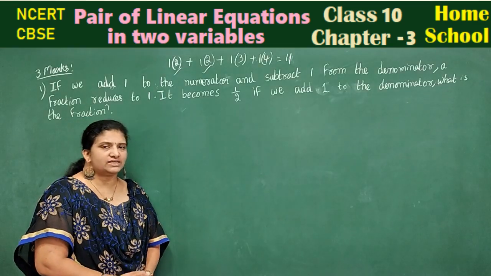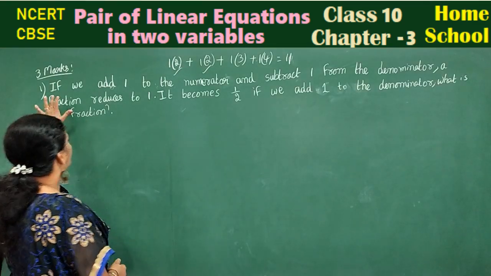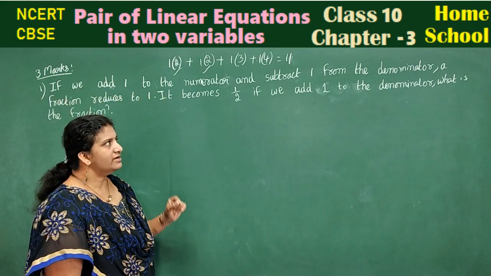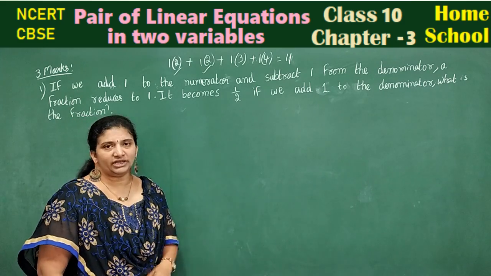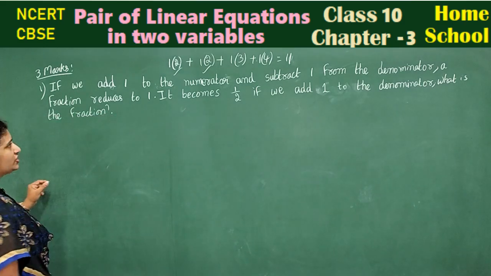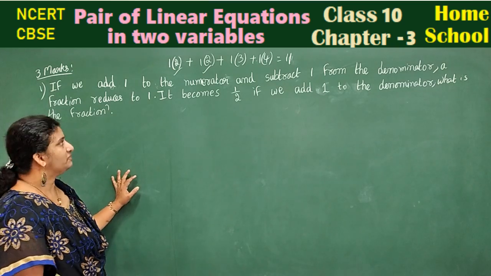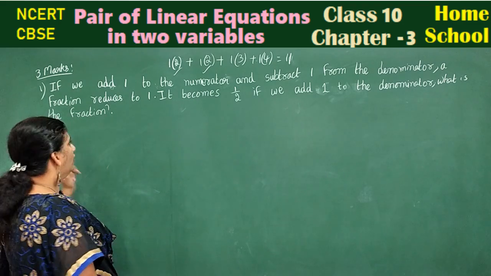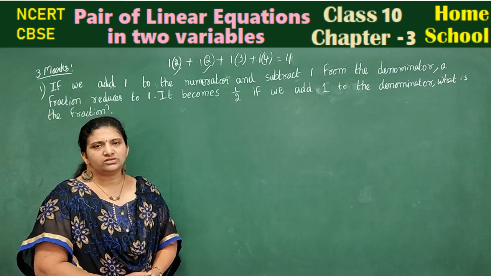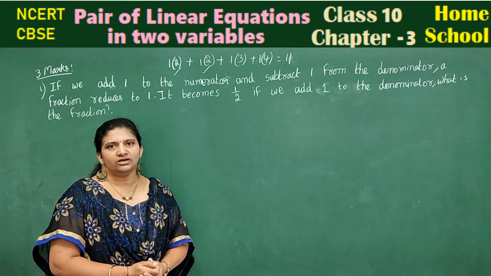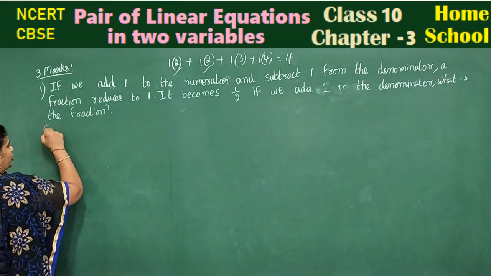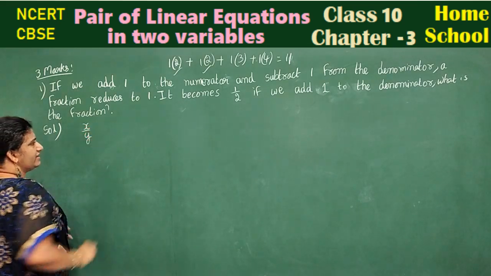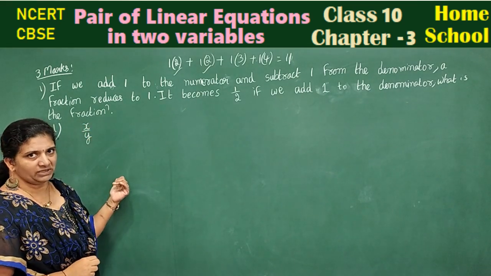Coming to 3 marks, let's take one problem here. If we add 1 to the numerator and subtract 1 from the denominator, a fraction reduces to 1. If we add 1 to the denominator, it becomes 1 by 2. What is the fraction? So, let us assume x by y is the fraction. We need to find x by y.